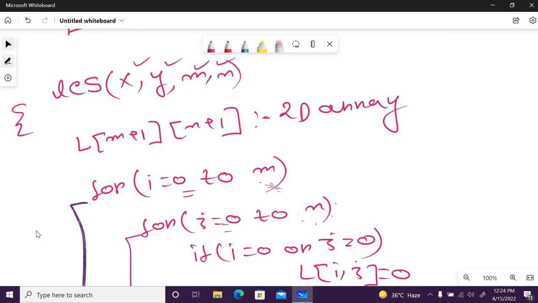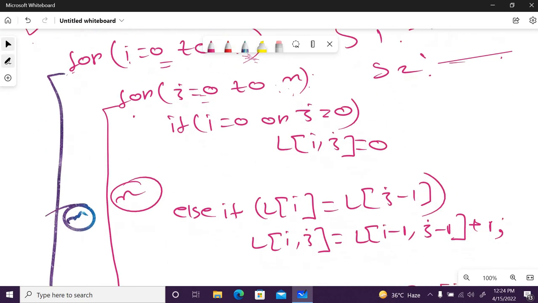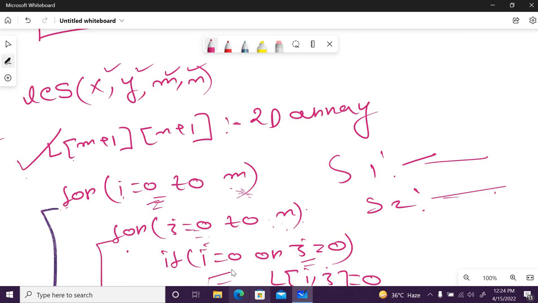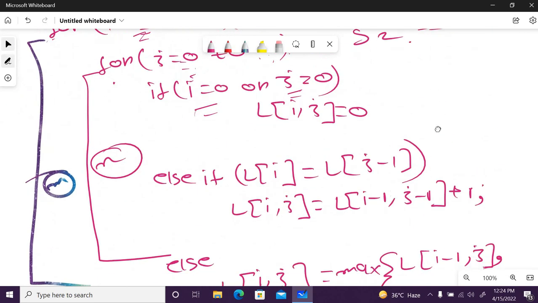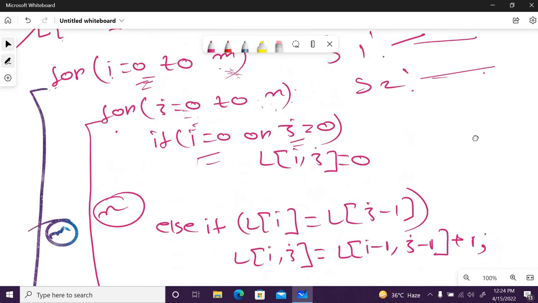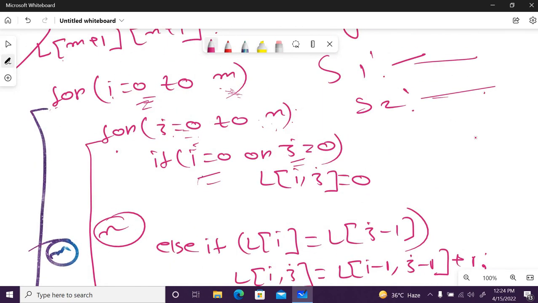So how is this code working? I am making a 2D array to store every element. I am making two for loops. The first for loop goes over string 1, and the second for loop goes over the second string. If i equals 0 or j equals 0, then there is no value for that. Why am I taking it? For the convenience of the array. Whenever there is i minus 1 or j minus 1 in this section, then it is easy to calculate. So I am starting from i equals 0, j equals 0, and whenever i equals 0 or j equals 0, I make L of i j equals 0.